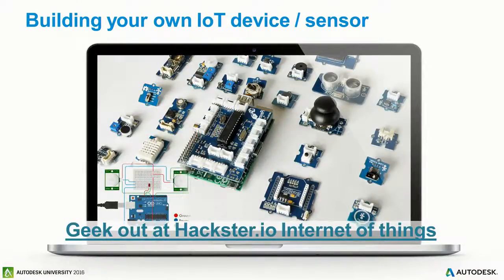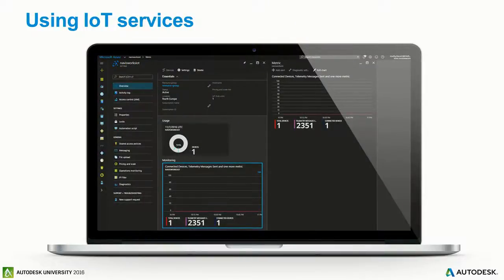And if you're crazy like me, maybe you could build your own sensor at home, put it in front of your window, count how many cars are coming by, and see it in your model. You can just go to this website, and they will tell you how to build this. You can buy packages there, and then you can build everything you want. Using IoT services, I myself use Microsoft Azure.